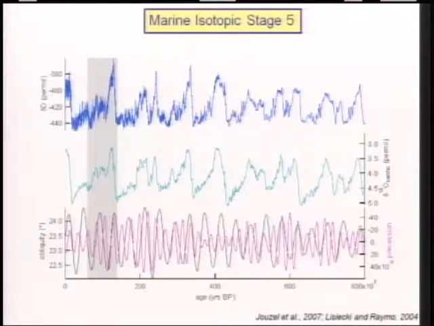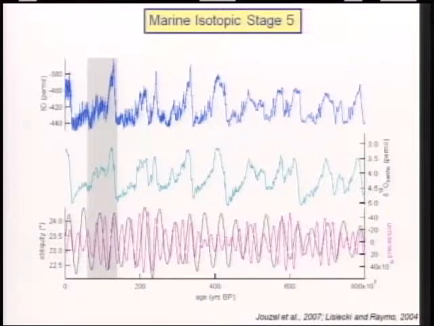And from the polar ice core, here is the delta D record from the East Antarctica Dome C ice core. We see that again during marine isotopic stage 5 we have very high values of delta D, and this suggests that stage 5e was warmer, at least in the polar region, by let's say 2 to 4 degrees in Antarctica at that time.